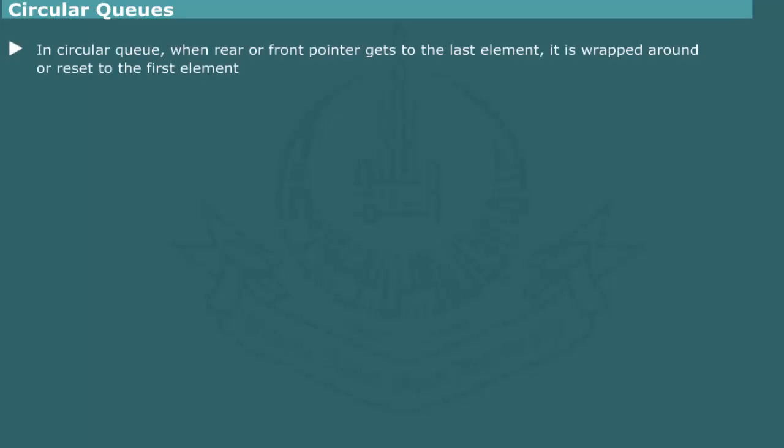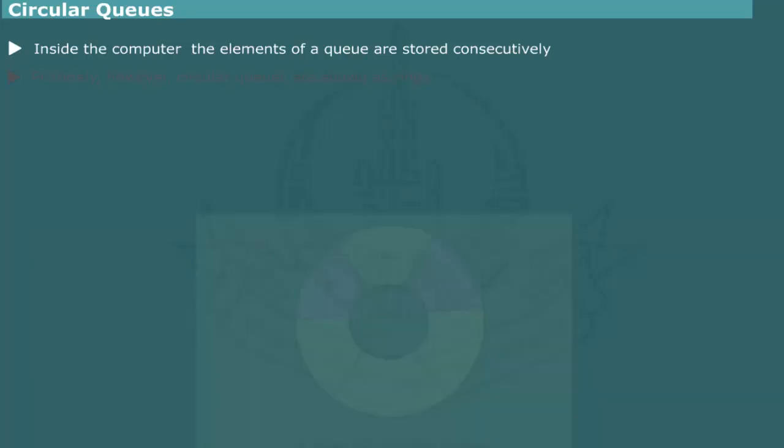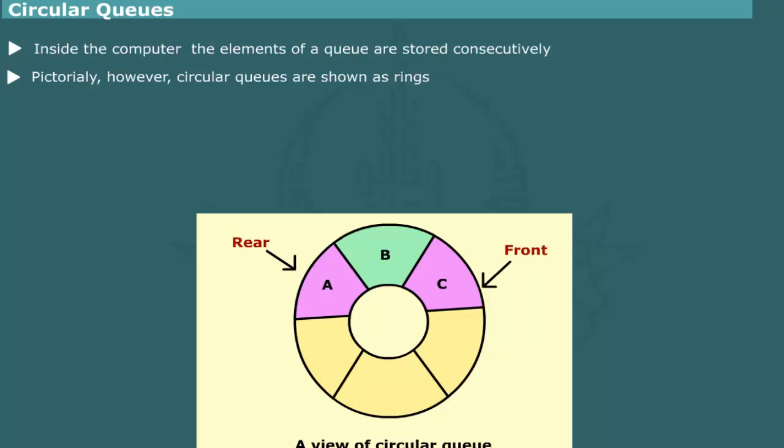Circular queue. In the circular queue, when the rear or front pointer gets to the last element in the array, it is wrapped around or reset to the first element, provided it is not already occupied. An example of circular queue is shown in the figure, which shows the initial state and subsequent states after addition and deletion of elements. Although inside the computer, the elements of the circular queue are stored consecutively in a linear order, it is intuitively more appealing to display them in a circle or ring shape as shown.